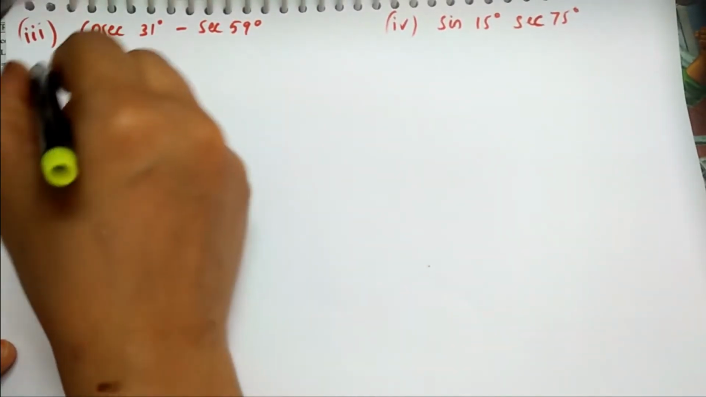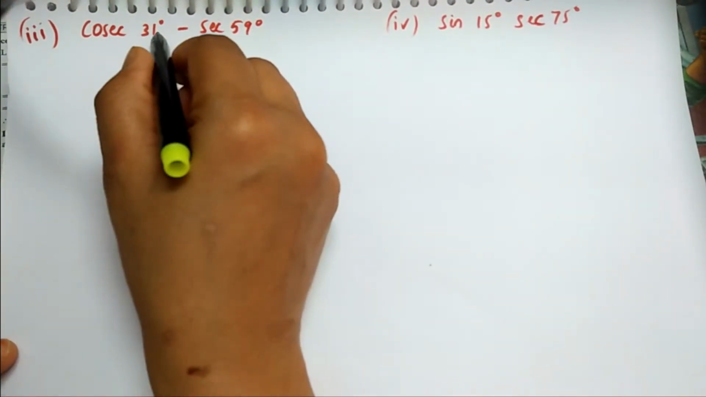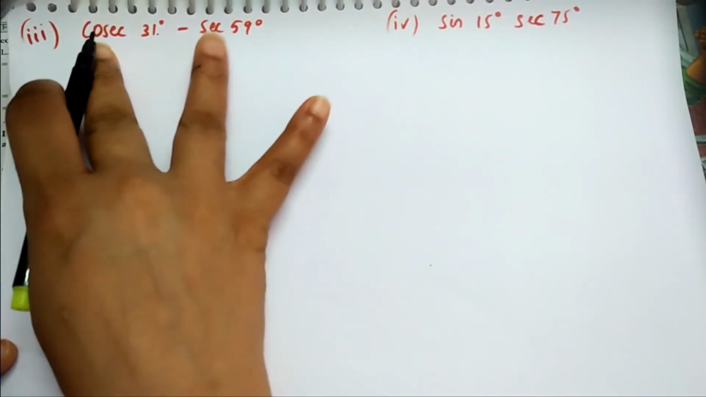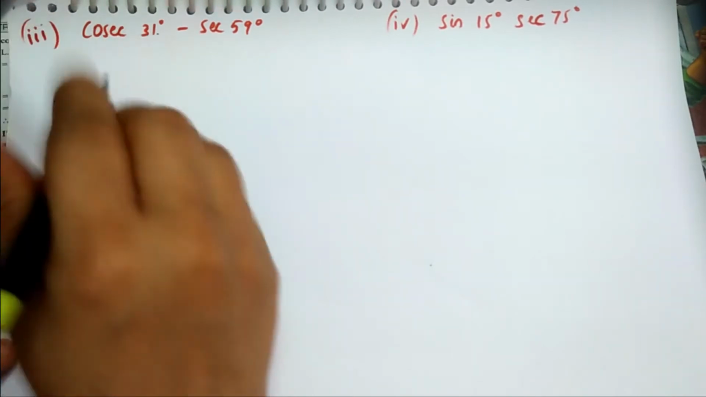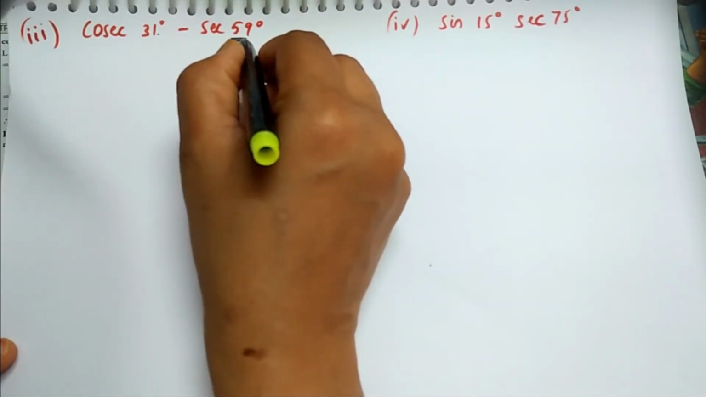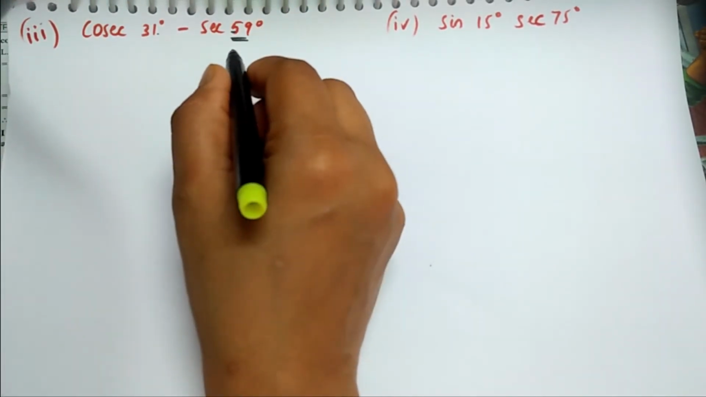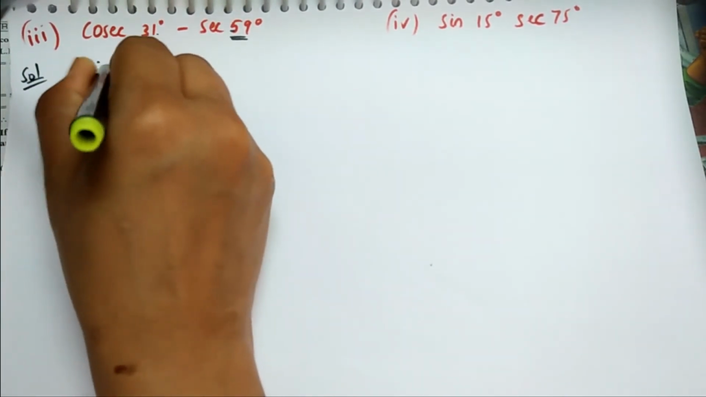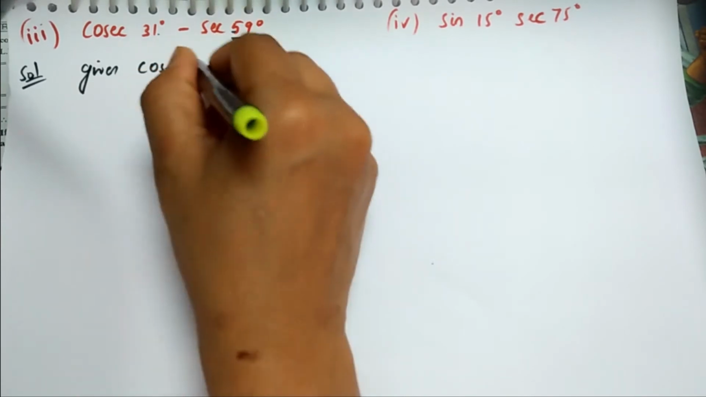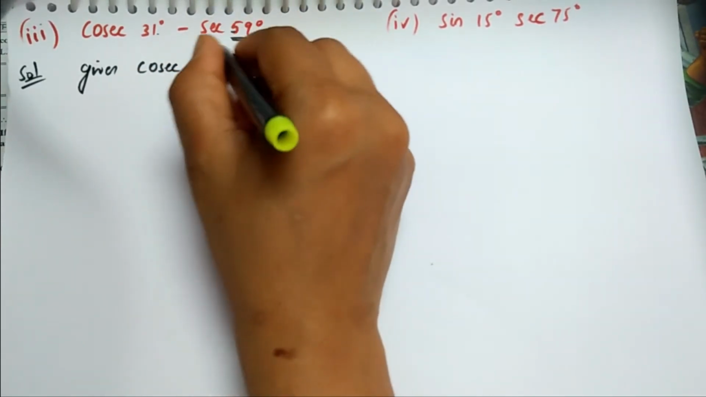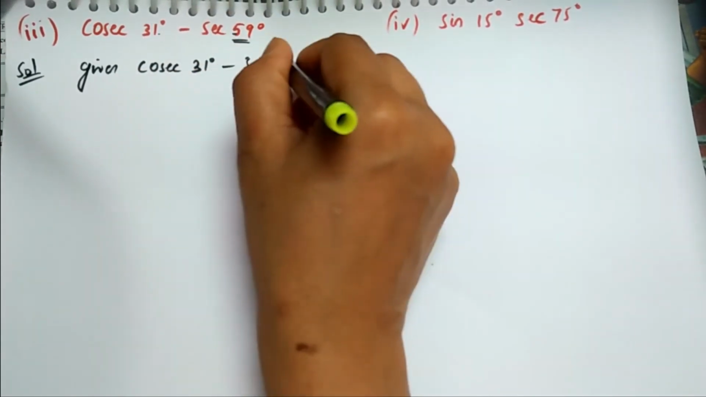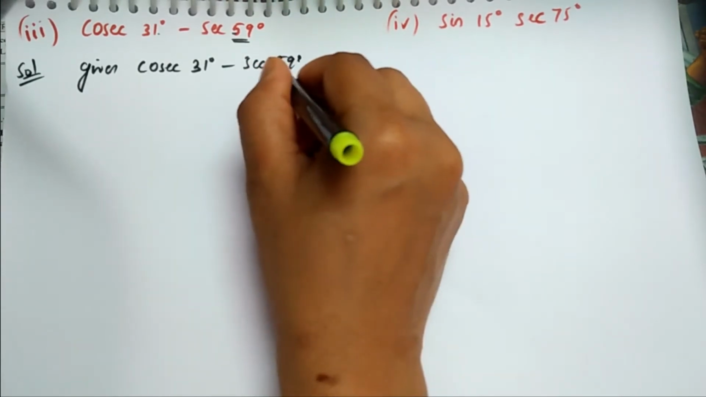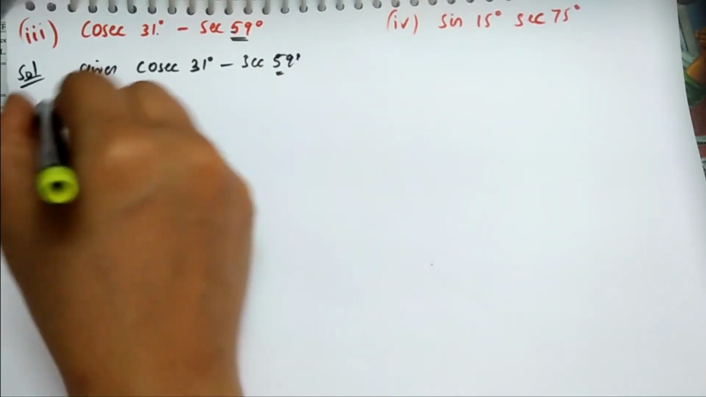So let's move on to the third one. It says cosecant 31 degrees minus secant 59 degrees. Is there a relationship between cosecant and secant? Yes, we have. Now we'll be taking the highest angle and converting.